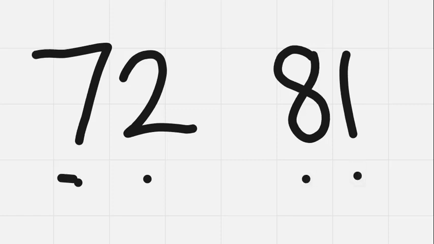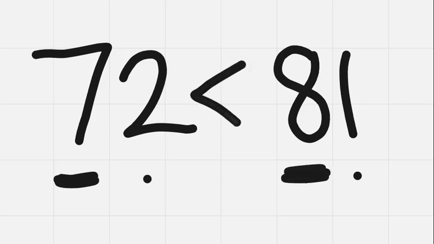Our next one, 72 and 81. Both numbers have 2 digits. We'll look at the 7 and the 8. 8 is larger than 7, so we'll say 72 is less than 81. It points to 72 because 72 is the smaller number. Well done.